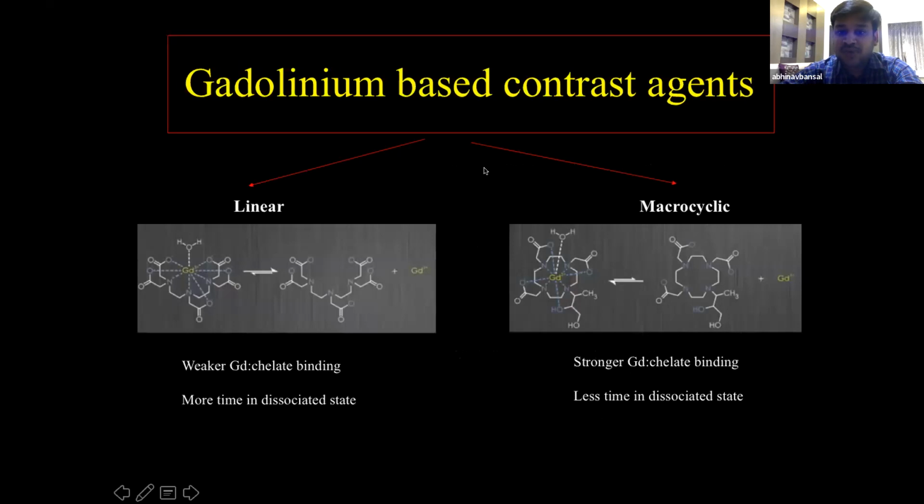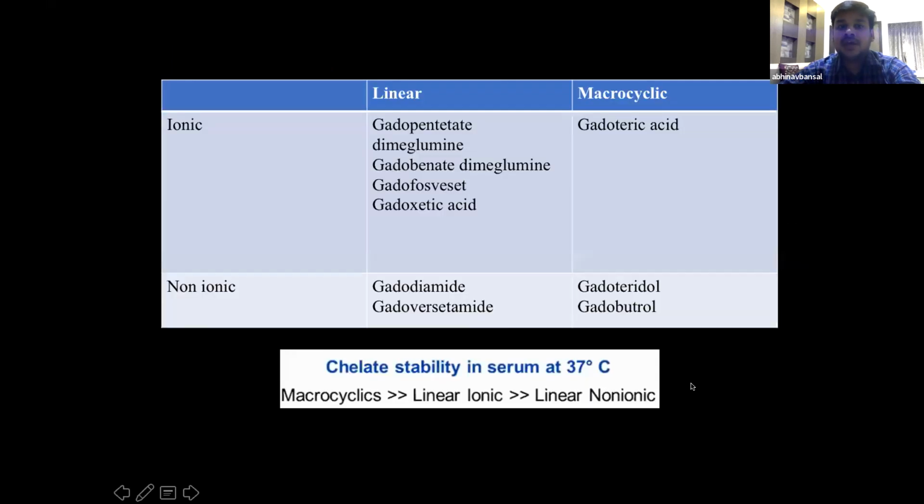Based on the compound used for chelation of the gadolinium, agents can be classified into linear and macrocyclic agents. Linear agents, based on their chemical structure, are linear compounds, and as compared to the macrocyclic agents, which show cyclic orientation of gadolinium in the compound, the linear agents have a weaker gadolinium to chelate binding. So they are easily dissociated into the free form as compared to the macrocyclic agents, which show a stronger gadolinium to chelate binding. So these are the various examples of the agents available.